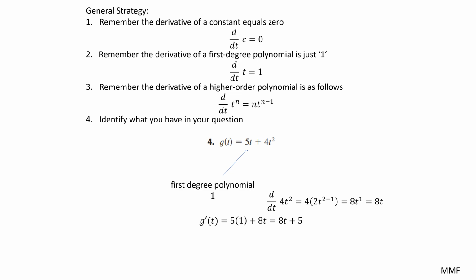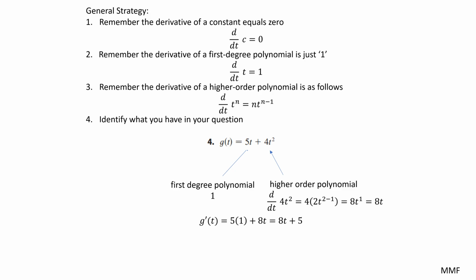So the first thing we have is a first degree polynomial, and the derivative of a first degree polynomial is 1, as we were saying before. The second term we have is a higher order polynomial, so we're going to take the derivative of 4t squared. To do that, I'm just going to pretend that the 4 is in front, because you can factor a constant out, and then I would just apply the derivative rule to the t squared.